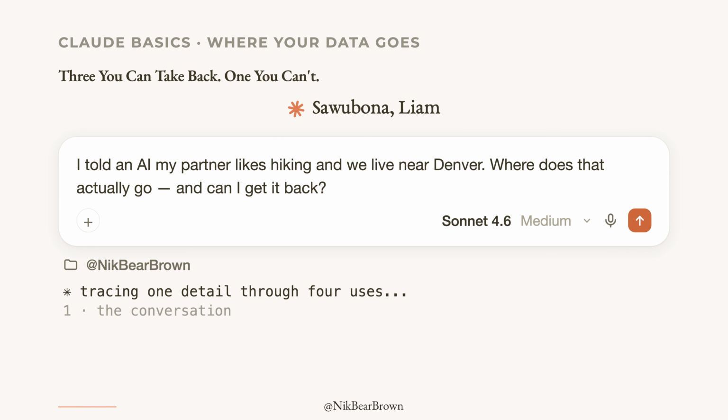You type one sentence into an AI, it can end up in 4 different places and people talk about all 4 as if you're equally in control of them. You're not. 3 of them you can walk back out of, 1 of them you can't.